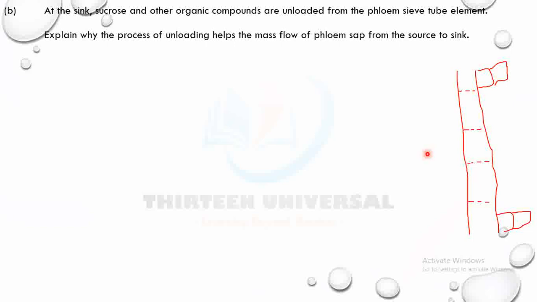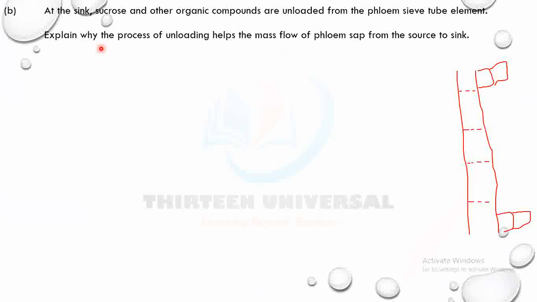Now look at this. Sucrose is loaded into the sieve tube element at the source, and once it's loaded, water will move in because it lowers water potential. So water moves from neighboring cells into here. Once water moves in, volume increases, and hydrostatic pressure will increase. So that's how hydrostatic pressure is set up.